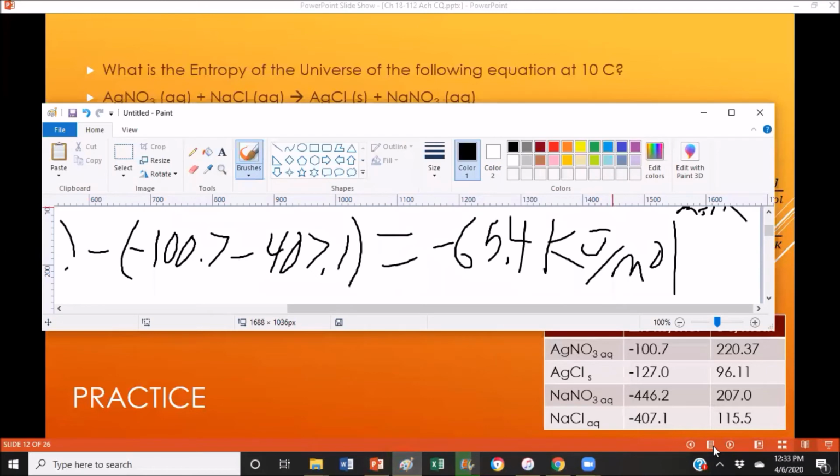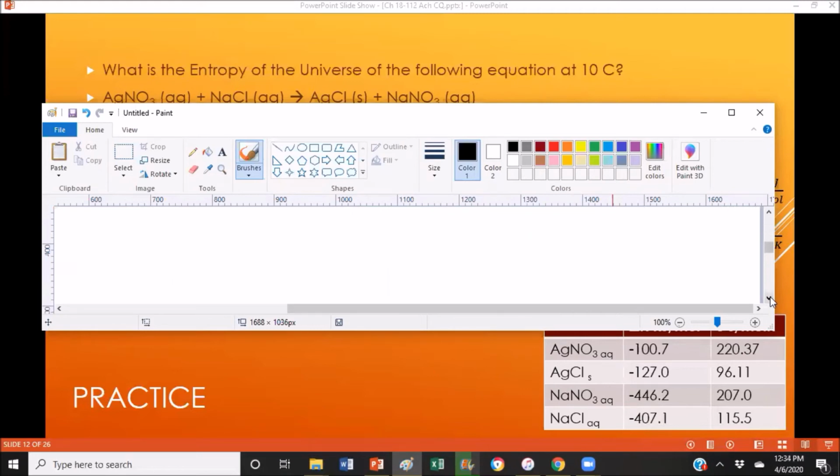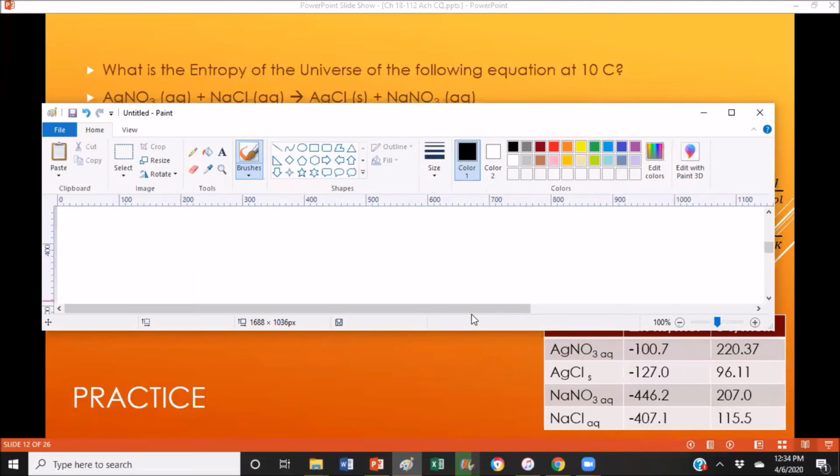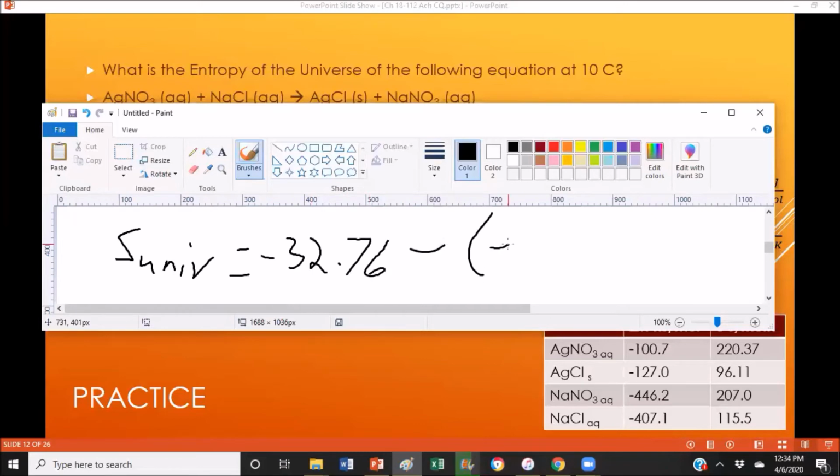So what this means is the entropy may decrease as it precipitates, but the enthalpy is an exothermic reaction. It heats up the solution because when it's mixed together, it forms heat. So we're going to say delta S of the universe is equal to negative 32.76 minus a negative 65.4 over our temperature.